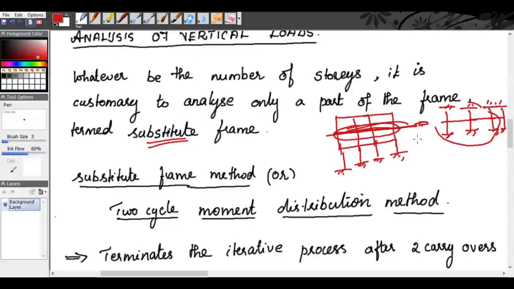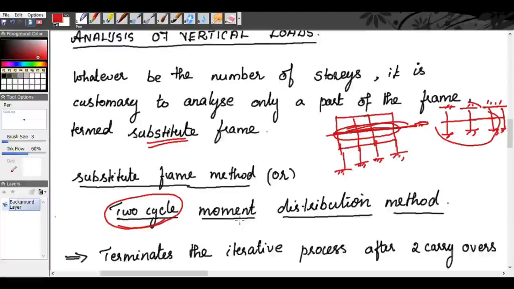Now let us discuss the procedure for the substitute frame method. This substitute frame method is also known as the two-cycle moment distribution method. We have already learned in our previous semesters what the moment distribution method is. As we all know, in the moment distribution method we do a number of iterations until we get a closer result. But here we go for only 2 cycles. That is why it is called the 2-cycle moment distribution method.